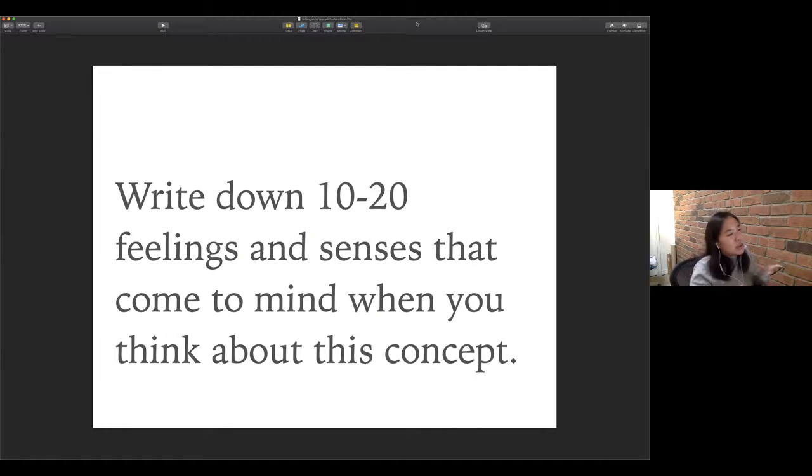For the next part of this exercise, you're going to be doing what Rohit and I did together with building that word cloud. It doesn't have to be a cloud, you can just write a list of words. But I want you to come up with 10 to 20, and this is a large number, I know. I'm going to give you a full minute for this. Feelings and senses that come to mind when you think about this concept. So think about you learning this concept. Think about you practicing this thing. Do you do it every day? What's that like? I'm going to pause for a full minute.